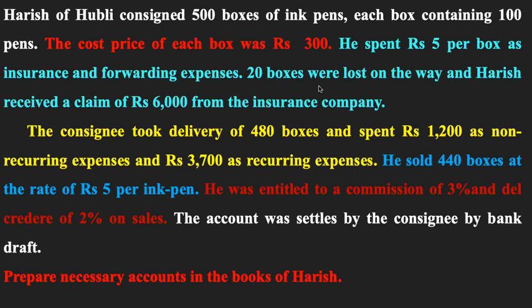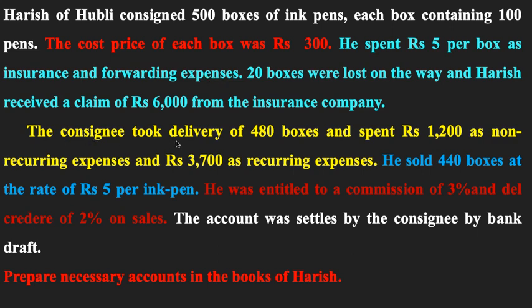Now here 20 boxes were lost on the way. Out of 500 boxes, 20 boxes were lost on the way, and Harris received a claim of rupees 6,000 from the insurance company. So 20 boxes were lost, and 480 have reached the consignee, and along with that Harris received a claim of 6,000 rupees from the insurance company. Insurance for what? For the boxes which were damaged or lost, because he had made an insurance of 5 rupees per box. I am talking about the insurance and forwarding.